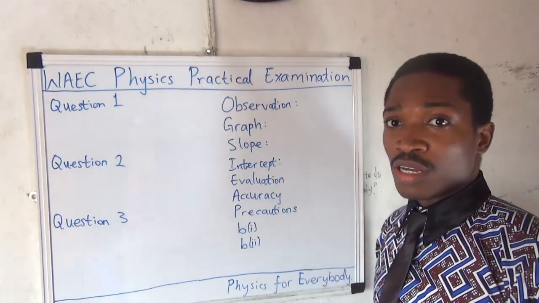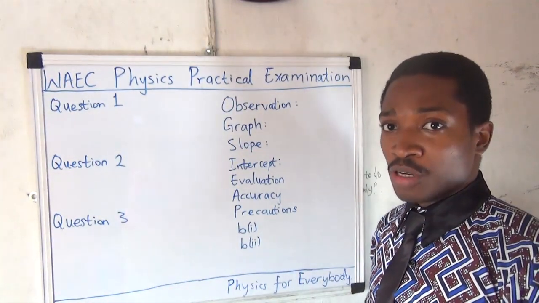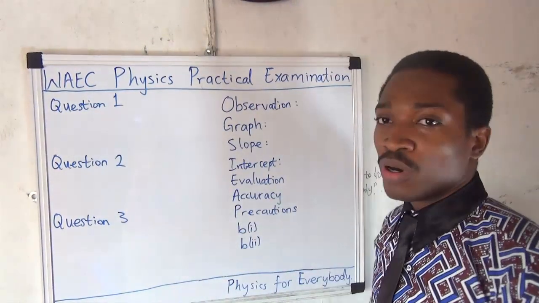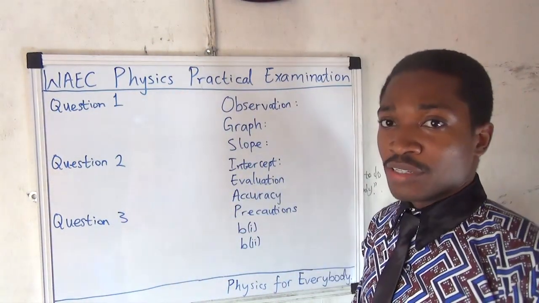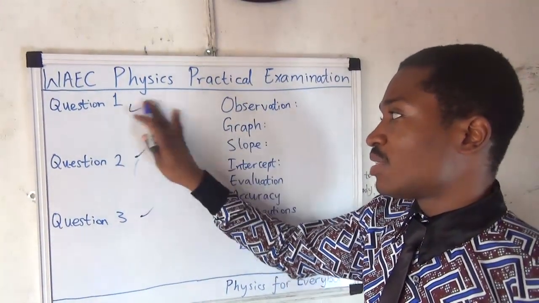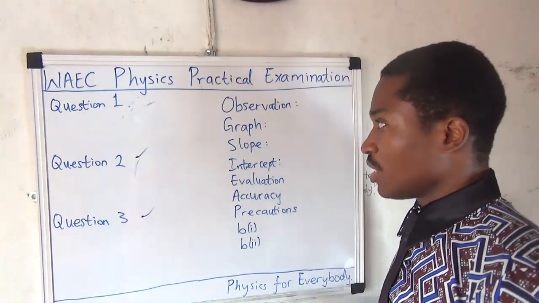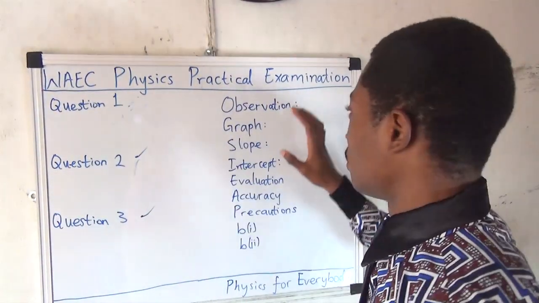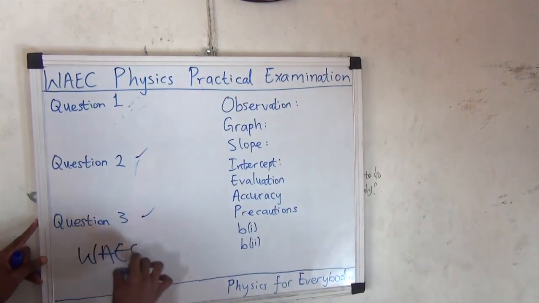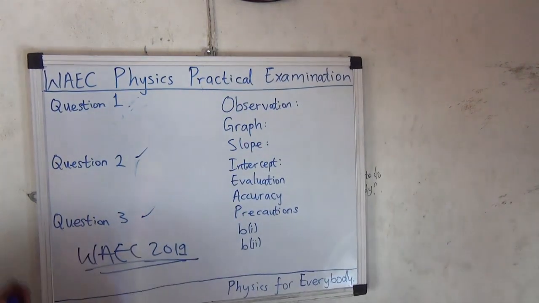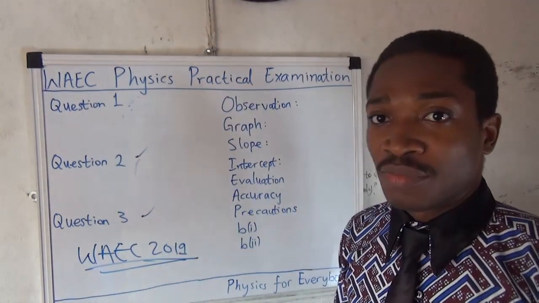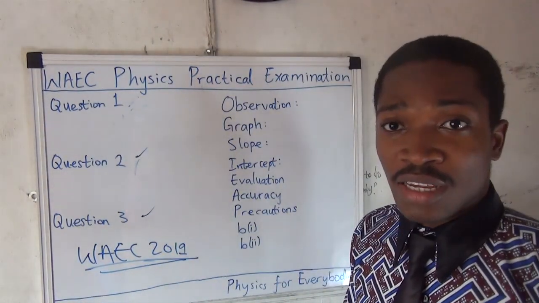There are 2 questions that are usually at the bottom of each of those 3 questions. So each of them will be graded under these subheadings. So you have to pick either 1 and 2 or 1 and 3 or 2 and 3, whichever one you pick, you'll be graded under the following subheadings. Let me pick your WAEC 2019 as a sample. WAEC 2019, we use that as a sample to discuss each of these headings under which your practical exam will be marked.